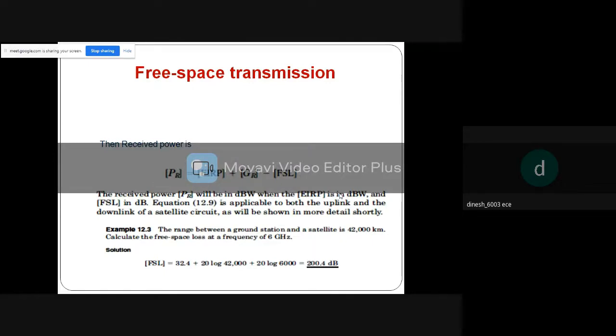Then the received power will be in this equation: PR is equal to EIRP plus GR minus FSL.